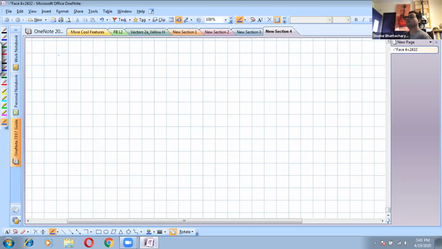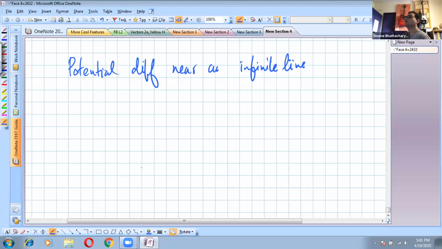So let's understand separately the potential difference near an infinite line. How to calculate that? Let's say your infinite line is coming out of the plane. So your field lines are looking like radial lines around it. So that means what are your equipotential surfaces? They are cylindrical surfaces.